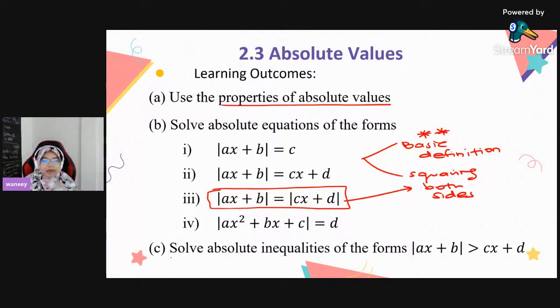And then, absolute value inequalities of the form absolute value of ax plus b greater than cx plus d. So we're going to try to do some examples where we have absolute value of ax plus b greater than cx plus d, or absolute value of ax plus b less than cx plus d. We are going to see a few examples of that. Okay, so let us go to the properties of absolute value.